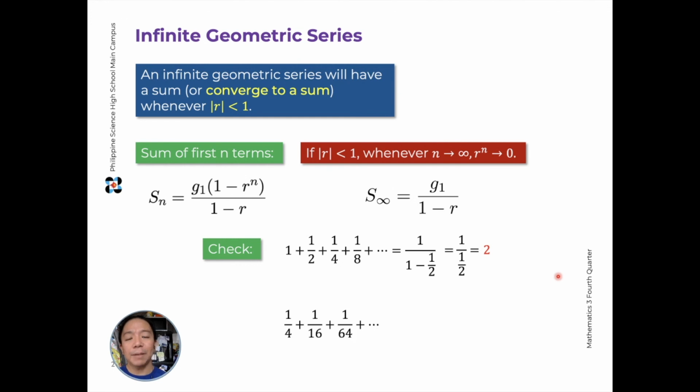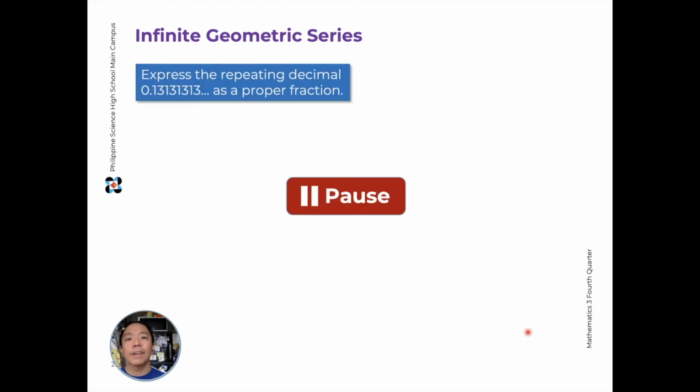Yung 1/4 naman plus 1 over 16 plus 1 over 64, our first term is 1/4. Ang common ratio natin is 1/4. So we have 1/4 over 1 minus 1/4 or 1/4 over 3/4, cancel yung mga 4, and we get 1/3, which is consistent dun sa nakuha natin kanina. Maybe one example of an infinite geometric series for you to solve. Pause this, give me, and find the answer.